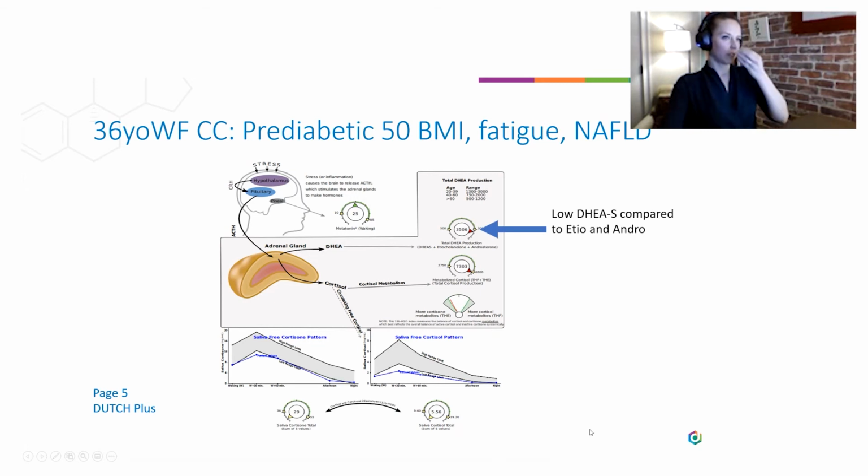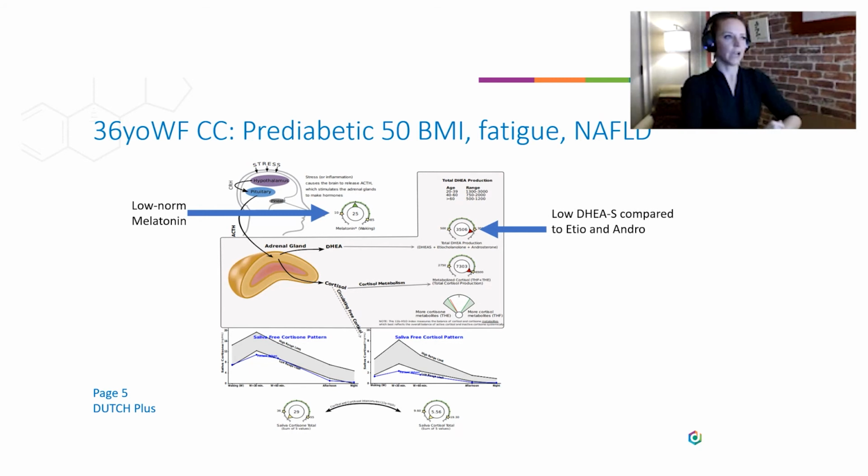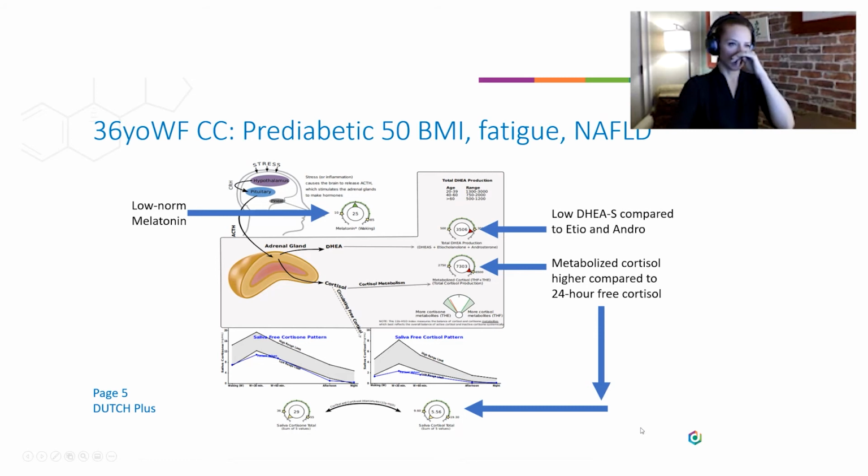All right, so here's her page 5 and kind of a recap of her adrenals. And we know that her DHEA production is up, but her DHEA sulfation is low. She's got kind of a low normal melatonin, so she doesn't look like she's got the high melatonin herald of steatohepatitis. She looks to still be in this simple steatosis phase of fatty liver. But we do see her metabolized cortisol much higher than her 24-hour free cortisol down here. And this is an important shift here.